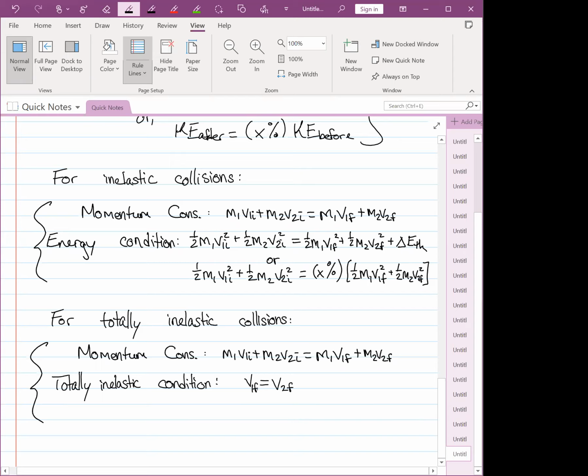For elastic collisions, can we still say that kinetic energy is conserved? No. So for inelastic collisions, the kinetic energy isn't conserved because the kinetic energy changes, right? The final kinetic energy is different from the initial kinetic energy. But we do know how much it changes by.